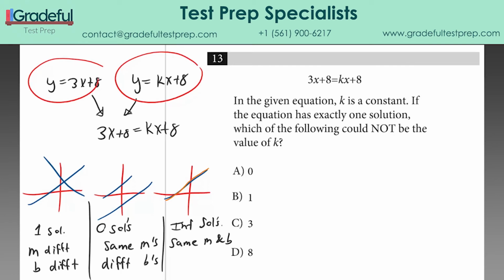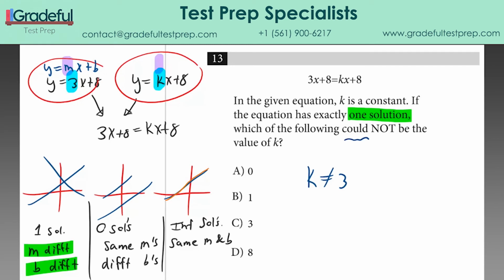So you can just pay attention to the clue that's being given to you here. Here we have one solution, and that means that we have different slopes and most of the time different y-intercepts, but definitely different slopes. So what are the two slopes for the two equations here? If you're thinking about how this is a y equals mx plus b format, the slope is the m, so it's the 3 for the left side, and it's k for the right side. So if the slopes have to be different, then we know that k cannot equal 3. So which of the following could not be the value of k? The answer is 3 by definition, and so the answer for 13 is C.